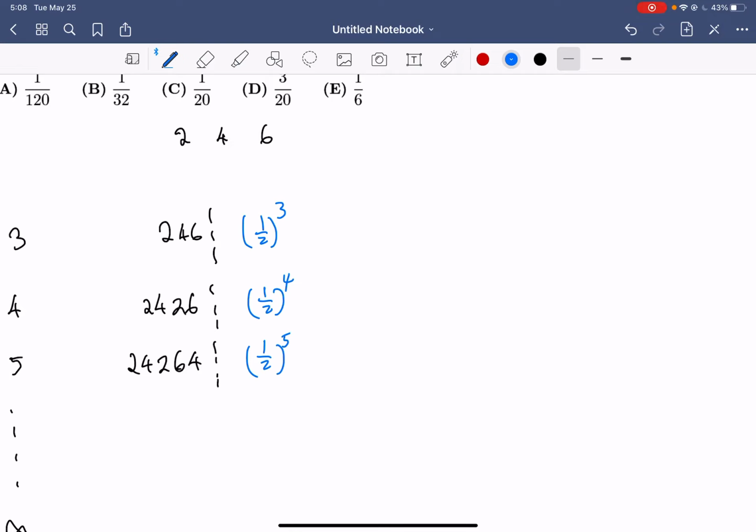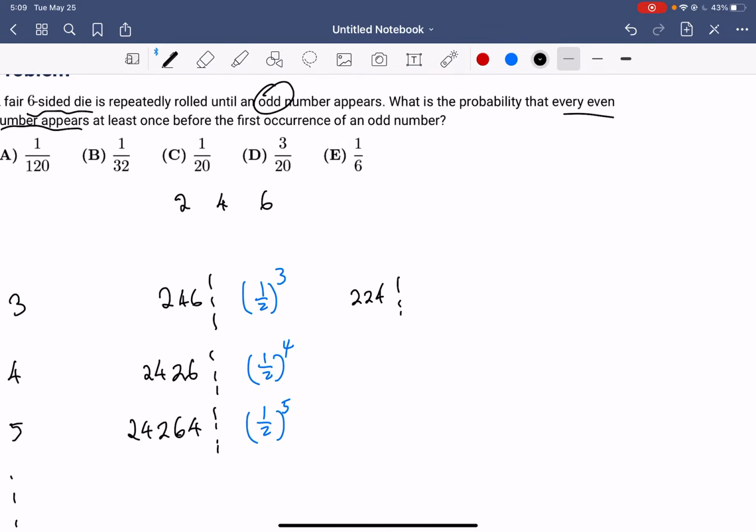But is that the end of the story? Obviously not. If it is, it's not going to be a number 18 problem. What we are missing is that something like 2, 2, 2, 2, 2, 2, 2, 4 would happen, and that does not meet our requirement because it is 2, 2, 4 and an odd number, but 6 did not appear, and we should not include that. So that will be 2, 2, 4.